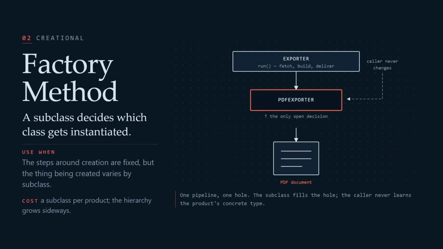The pipeline is fixed. Fetch, build, deliver. Only one step is left open. Which document to create? A PDF subclass fills that hole one way, a CSV subclass another, and the caller never learns the concrete type. One step up.